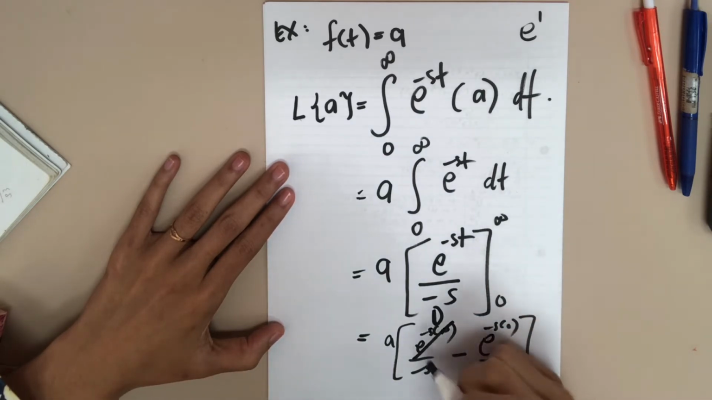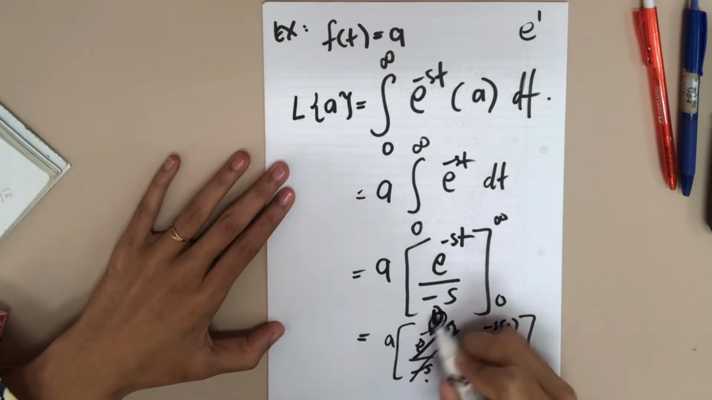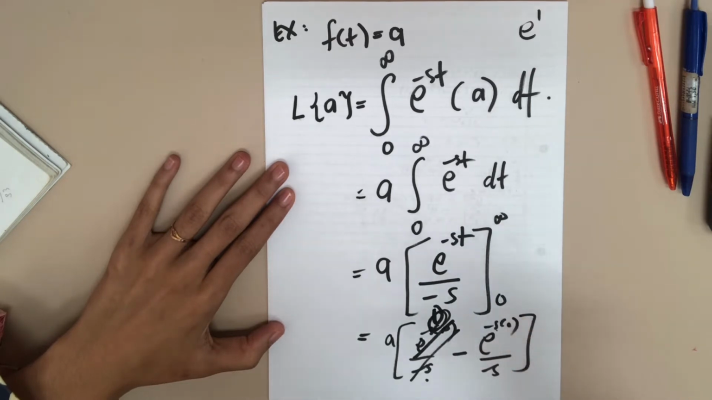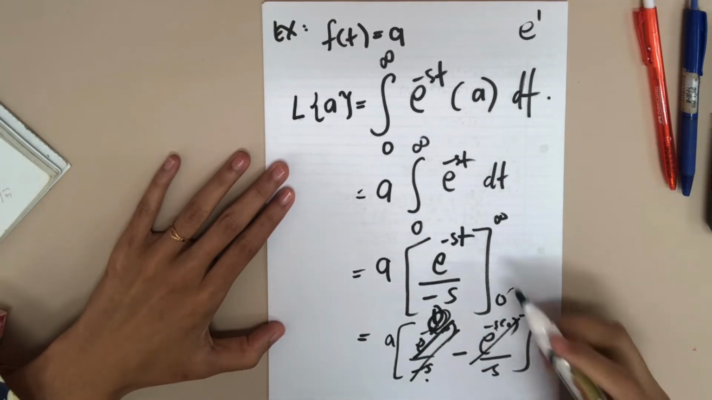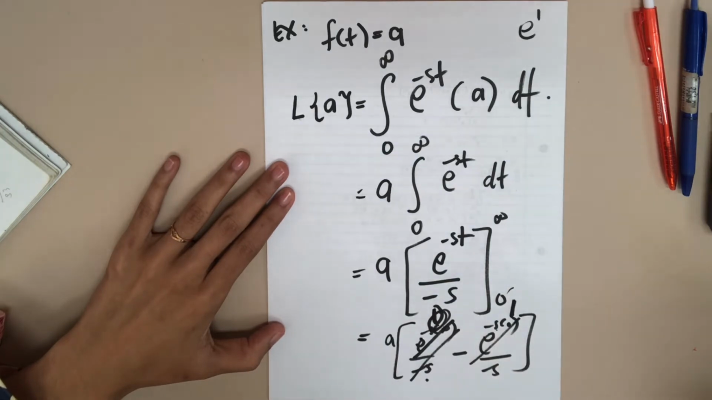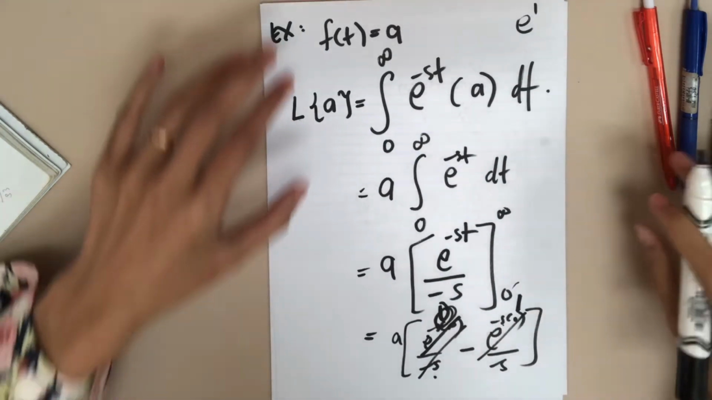So the first term, the numerator is 0, of course, so all of these are zeros. Okay, now the second one, s times 0 will be 0. So e to the power of 0 we will get 1. So this is 1, which gives 1 over negative s. I continue it here.